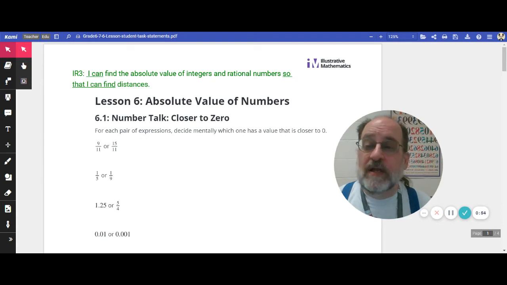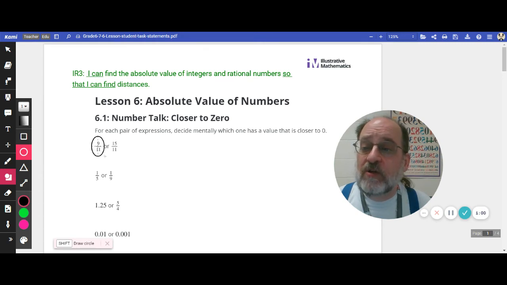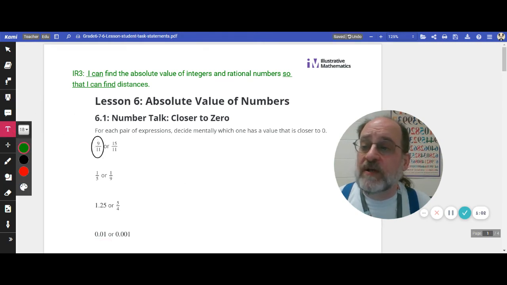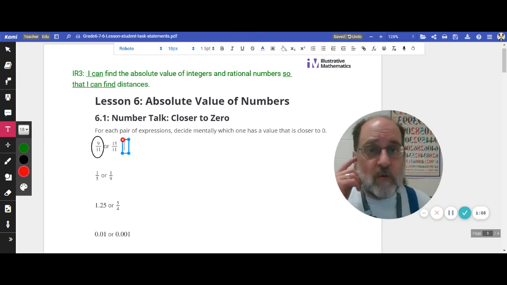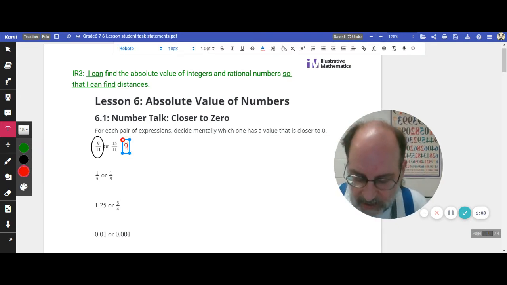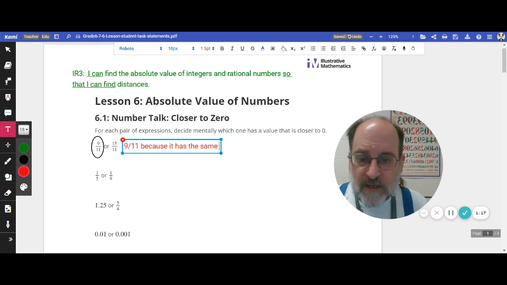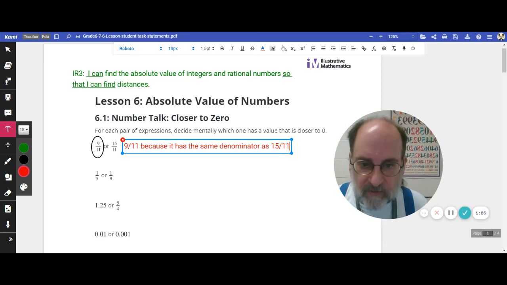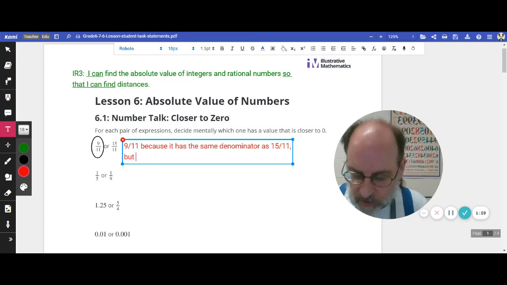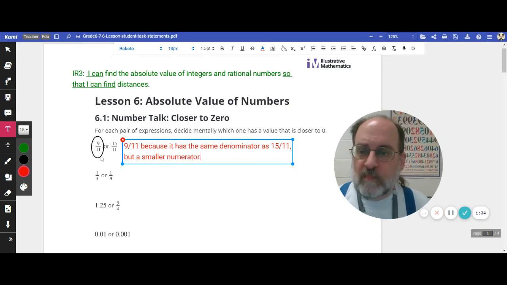Let's look at our first pair, 9/11ths and 15/11ths. What I want you to circle, the one that is closer, is the 9/11ths. And let's write down a reason. So which one is closer to 0? 9/11ths, because it has the same denominator as 15/11ths, but a smaller numerator. It's a smaller fraction.